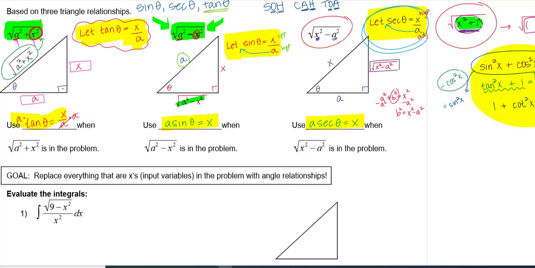So again, I'm choosing sine, secant, and tangent specifically as those three trig functions because x as my variable will be in the numerators of my ratios, and it'll be pretty easy to solve for x because I just multiply both sides by a. So I'm strategically picking these three. Could you use cotangent? Sure, because cotangent just reciprocates that first ratio that we have, so it would have been a over x.